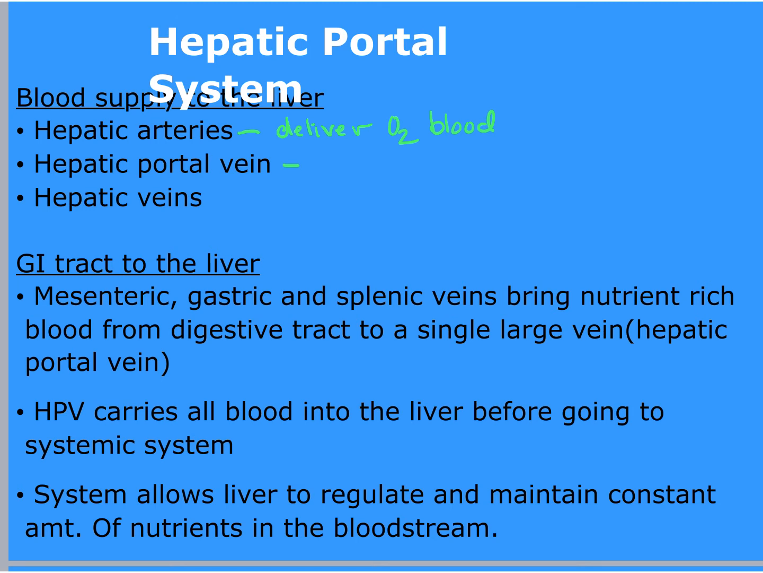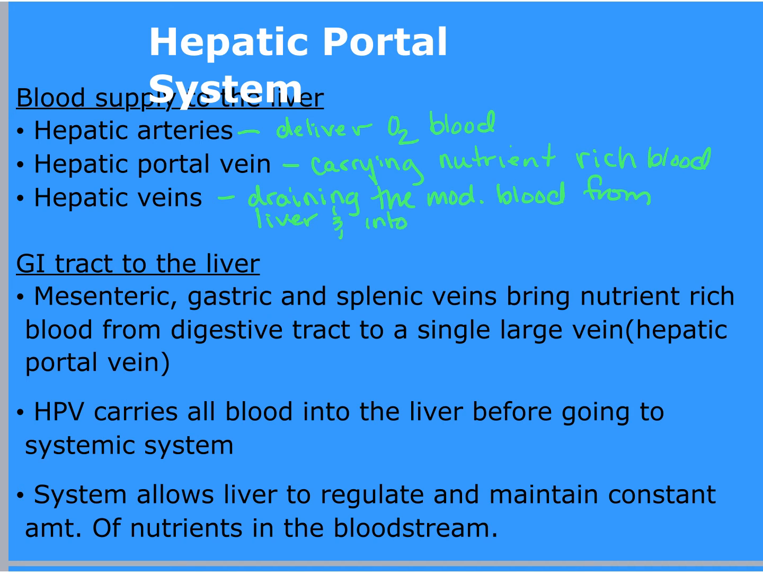The hepatic portal vein is carrying nutrient-rich blood into the liver to be modified. And the hepatic veins are draining that blood that got modified in the liver. They're going to drain that, I'll just call it modified blood, from the liver and into what we call, and you should know, oops, not the superior, shame on me, the inferior vena cava.